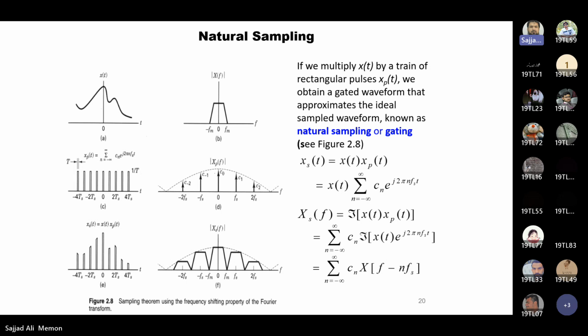where we multiplied the x of t analog signal with the rectangular pulses, and in the end we will get this particular shape, because a rectangular pulse's Fourier transform will be a sinc function. So that is something like a sinc function.